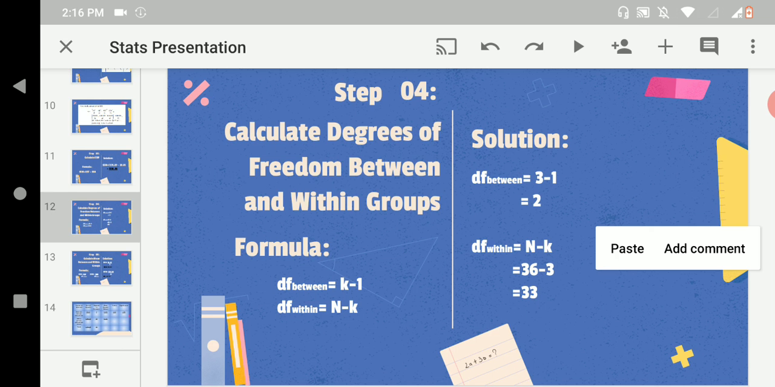Degrees of freedom within is equal to N minus K. That's the formula. So their values are 36 and 3. So 36 minus 3 is equal to 33. We have to remember that our degrees of freedom between is 2, and our degrees of freedom within is 33.